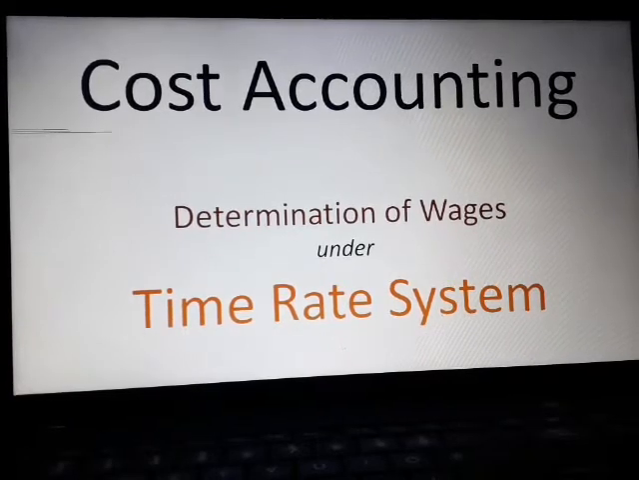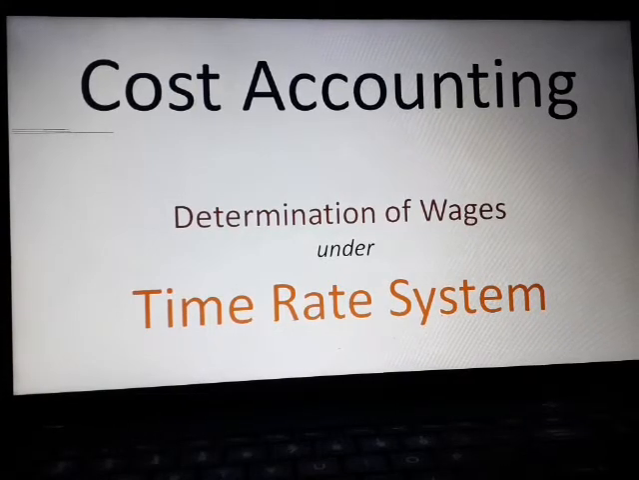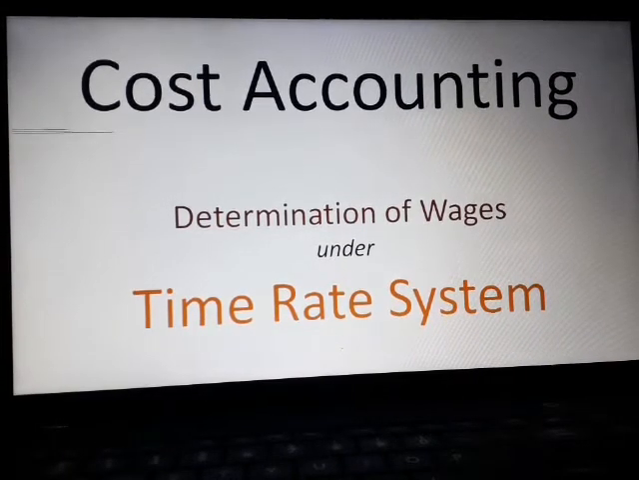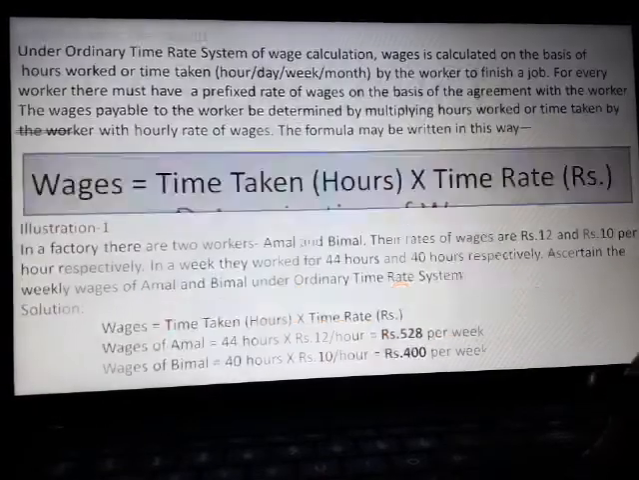If the workers are paid on the basis of hours worked or the time spent on work or time spent for a job, then that is called the time rate system. That is, how much time the worker has spent to perform a job, how much time he has attended the office or the factory, depending upon which the workers are paid, then that is called the time rate system.